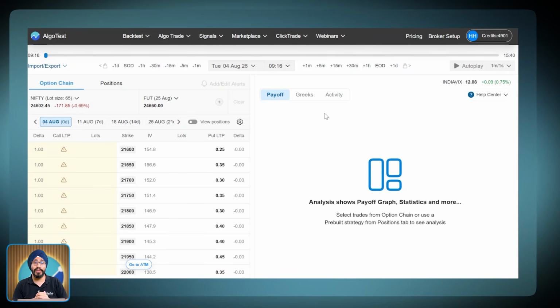The trading goes on till 3:40. Alright, now let's understand. Let's take an example of Nifty. There have been two expiries of Nifty.